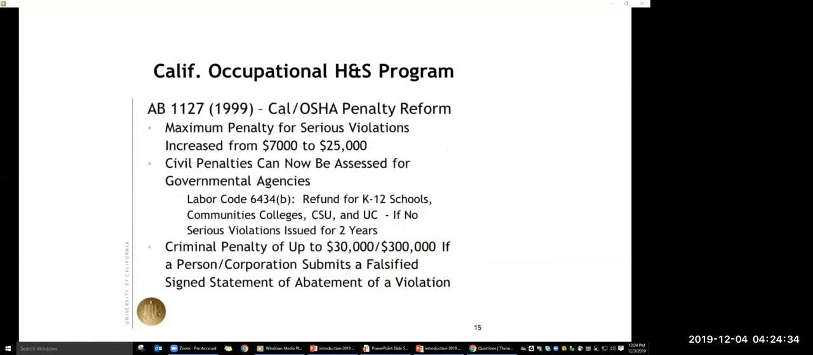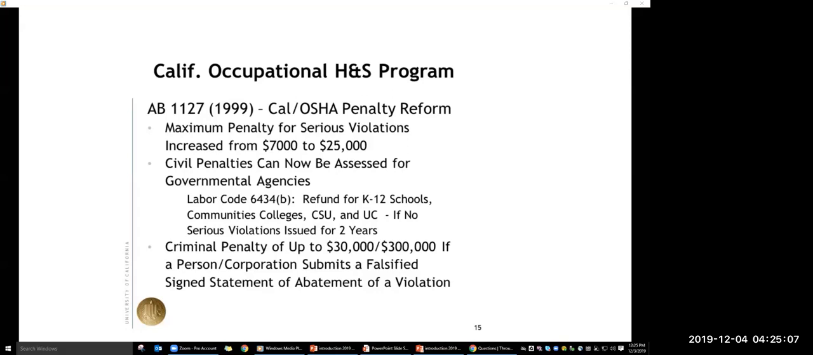Up until the end of the 20th century, Cal-OSHA penalties were considered to be very low or moderate when compared with other regulatory agencies. This resulted in some companies not correcting violations and just considering penalties to be more or less the cost of doing business. In 1999, with the support of labor and the Los Angeles County District Attorney's Office, the state legislature passed AB 1127, which increased Cal-OSHA penalties in several ways.